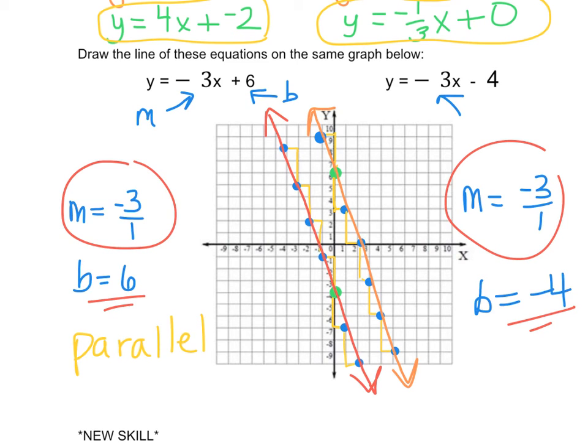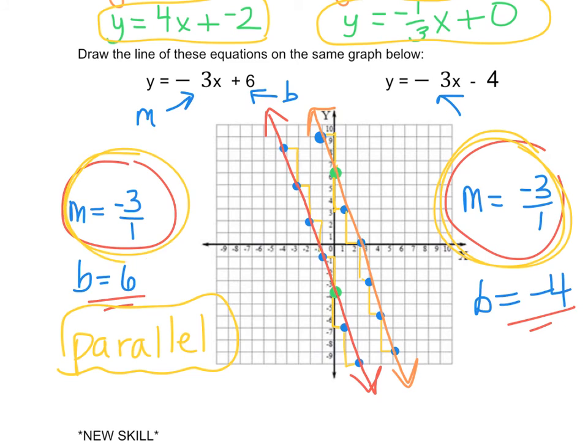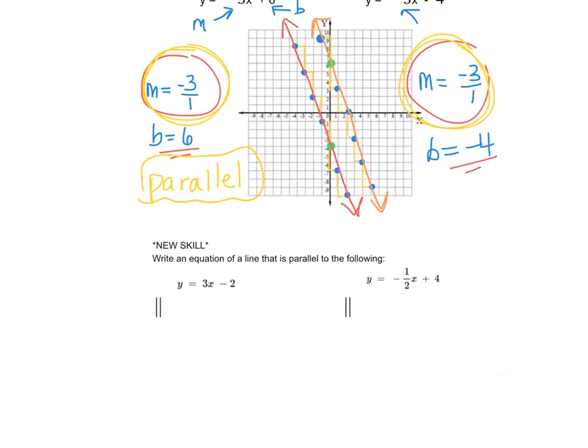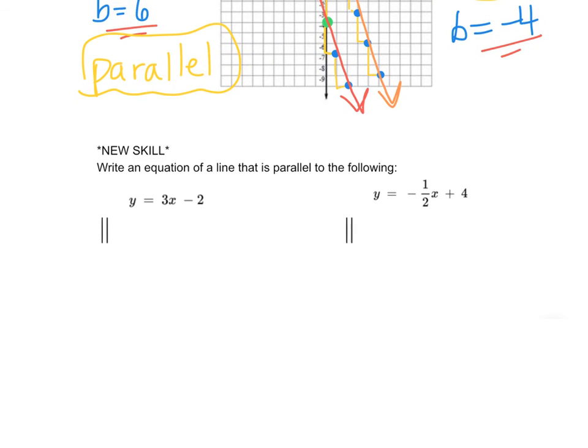These are parallel lines. So what you should know about parallel lines is that parallel lines will never cross. So if the slopes are the same, the lines will never, ever cross. So parallel lines have the same slope. That leads us to our new skill. Write an equation of a line that is parallel to the following. So if it's parallel, it has to have the same slope.